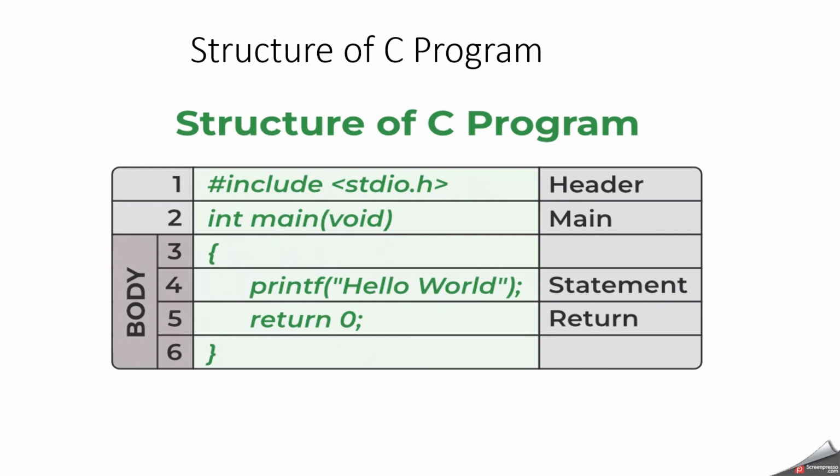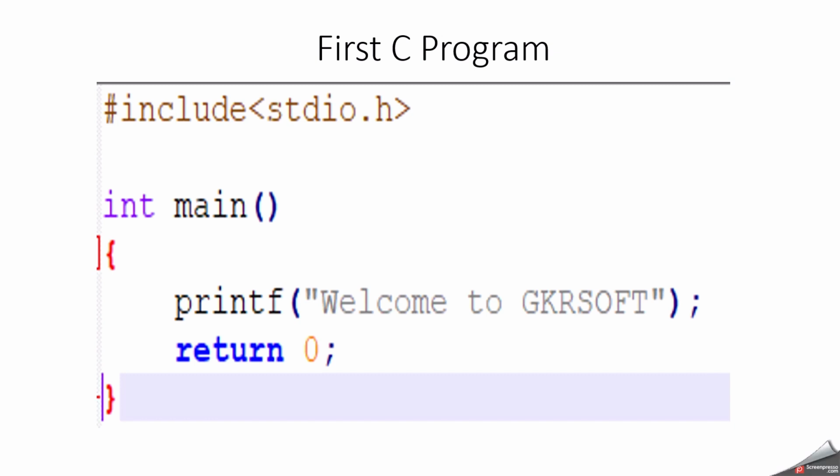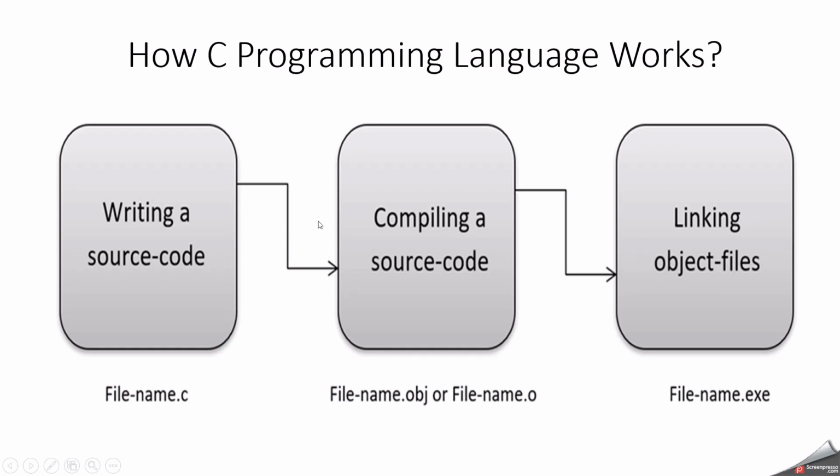But in this video, we are discussing the basics of C. Now I have typed one simple program to welcome you to our YouTube channel GKRSOFT. For that, I have mentioned the preprocessor, then I have written the main function. Here I have mentioned the data type is integer, and here I have a printf, and I am returning 0. So this is a very simple program to understand how we can define a structure in C. Structure means what steps we need to follow here. And next we will understand how the C programming language works.